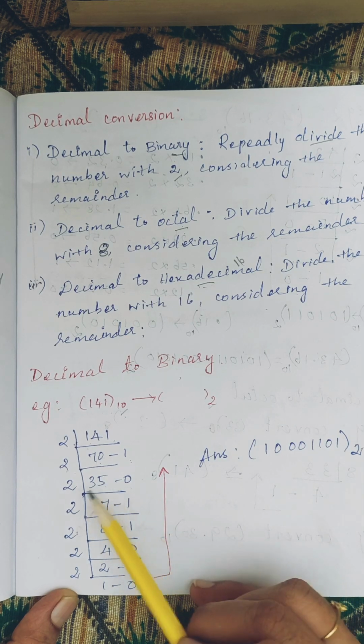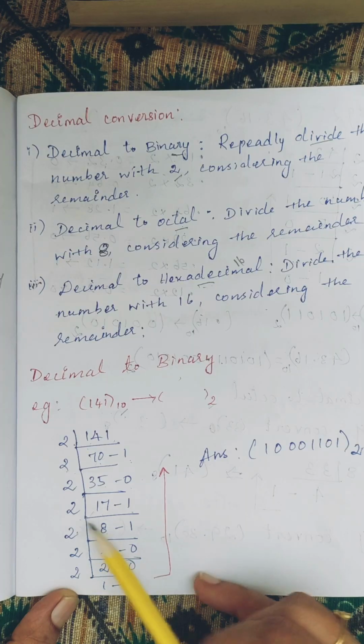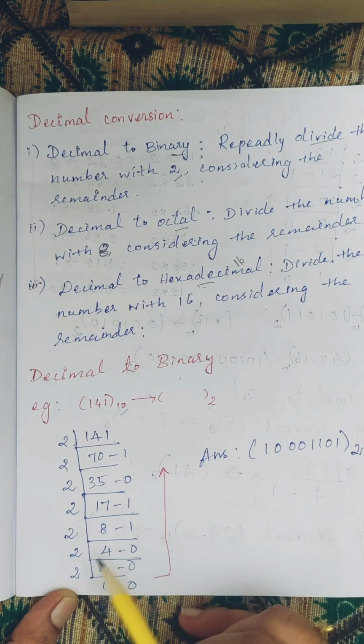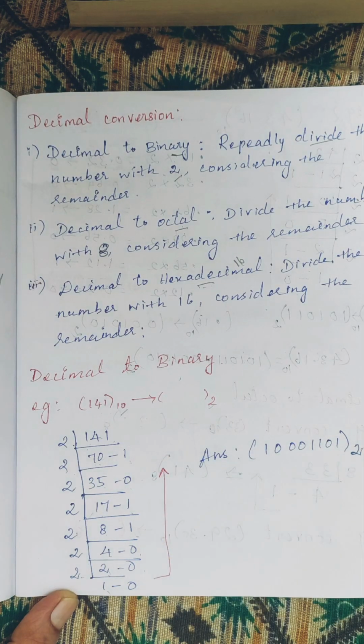And again 70 divided by 2 is 35, the remainder is 0. Again divide the 35 by 2, 17, the remainder is 1, and 17 by 2 is 8, remainder is 1. Okay, and then 4, remainder 0, and then 2, remainder 0, and again 1, remainder 1. Okay, this is how we have to do the division method.